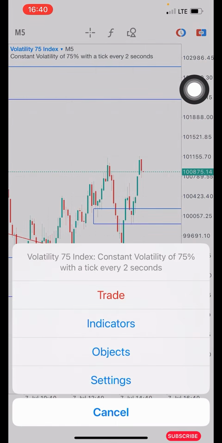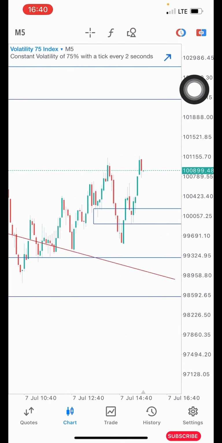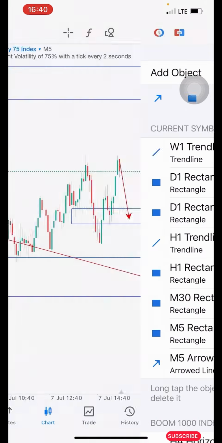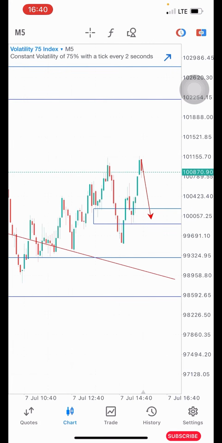This is how you do it from the 5 minutes time frame, in order to be safe. You don't need to follow price. You let price come to you, so that you have a better chance of winning.